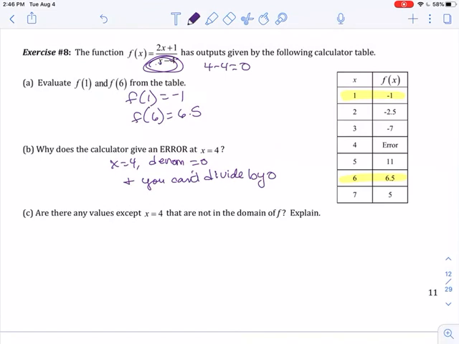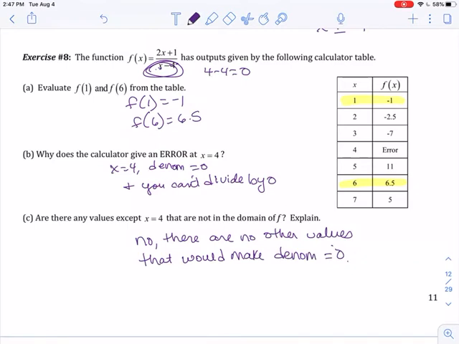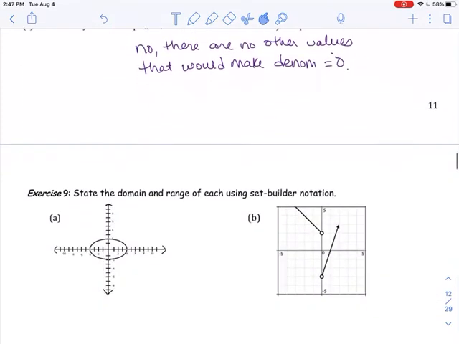Are there any values except x equals 4 that are not in the domain of f? Explain. No, there are no other values of x which when substituted into the function as inputs would force the function to divide by 0. So no, there are no other values that would make the denominator equal to 0. So that's the only thing I'm concerned with right here, is if the denominator was equal to 0. That's the only thing that's not allowed to happen.